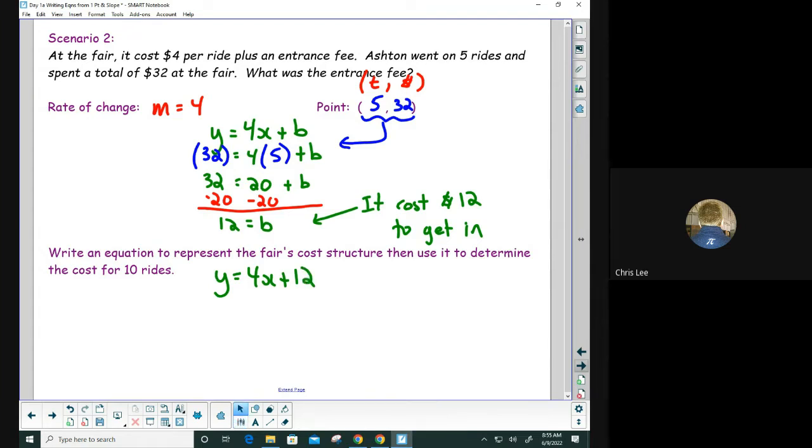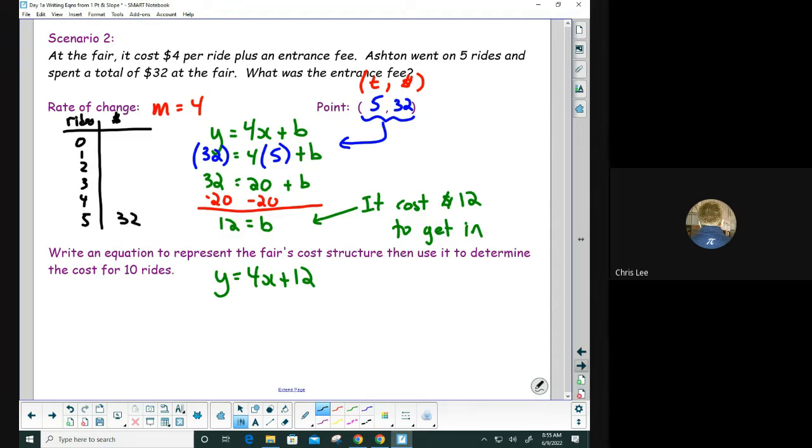Now I'll do the second part of that in a second. I want you to see that this is the algebra way of doing it. We could have done a table. Which coordinate do I know in my table? Five. I know 5. How much does 5 rides cost? So this is number of rides. This is money. So 5 rides cost 32.